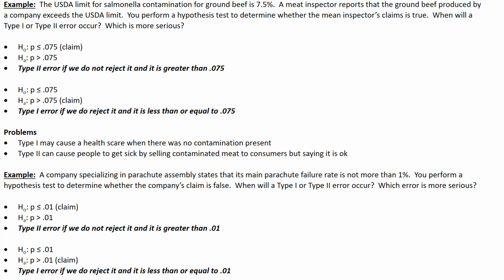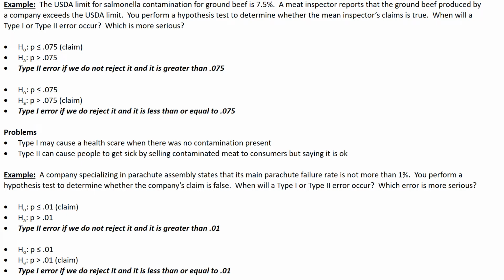Let's see here. The null hypothesis is p is less than or equal to 7.5%, but the alternate is greater than. If we reject the null hypothesis, we're going to lose money that way. We're going to throw out meat that's perfectly fine. This is type 1 error, and they're going to lose money. Type 2 error is the more dangerous one.